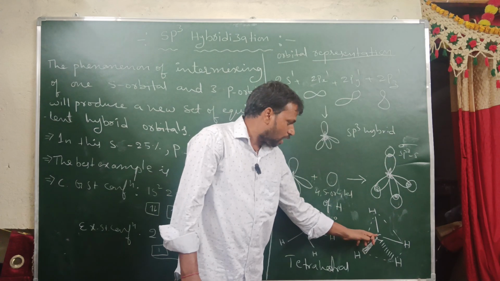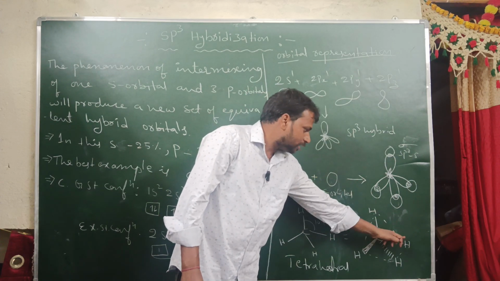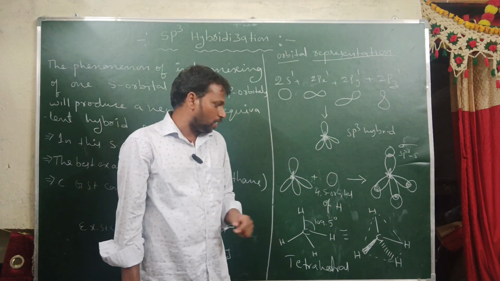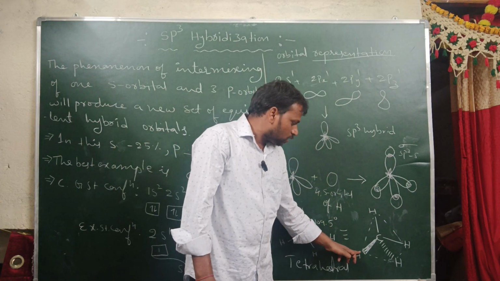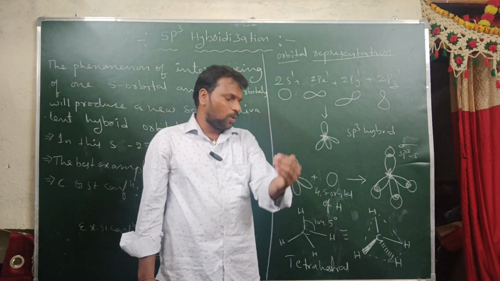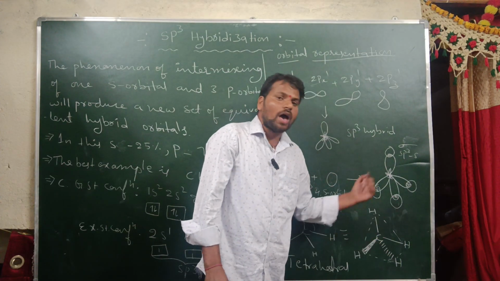Here the carbon and two hydrogens are present on the plane of the paper. The hydrogen on the thick line is towards the observer, and this other hydrogen is away from the observer.